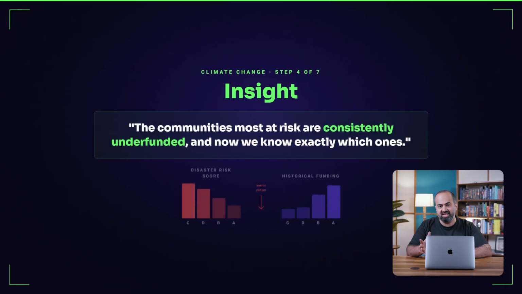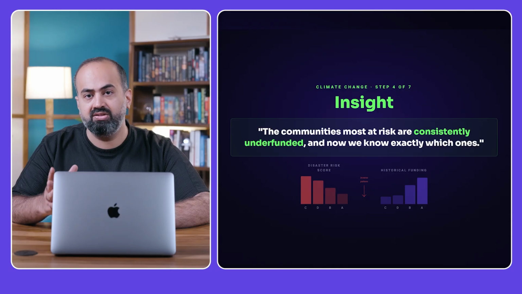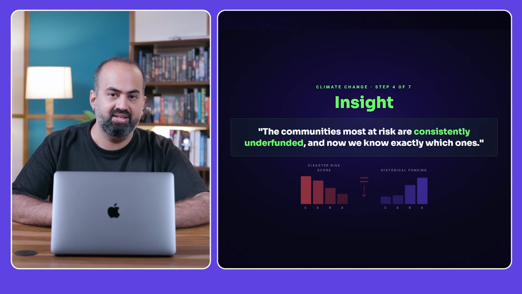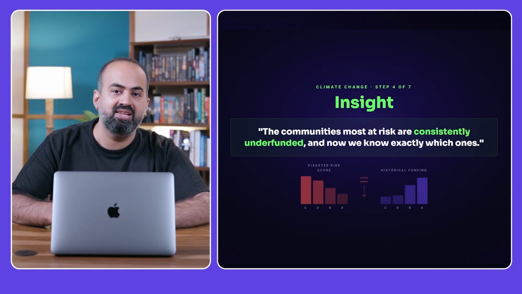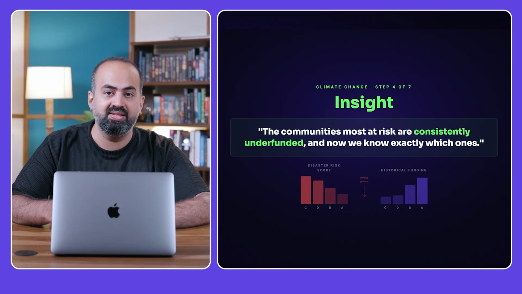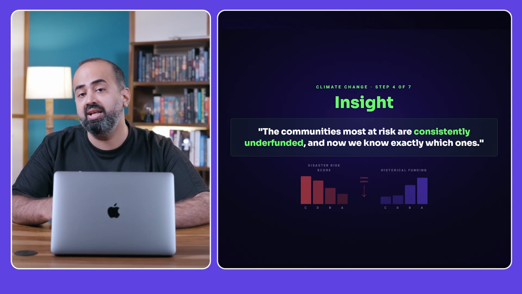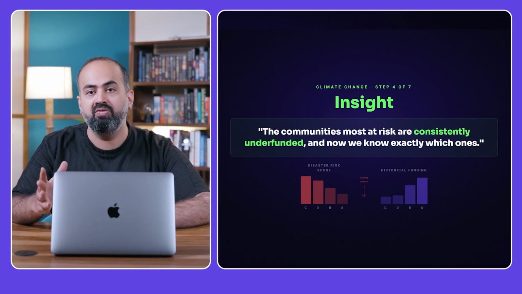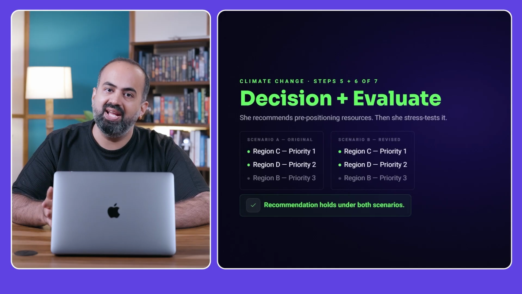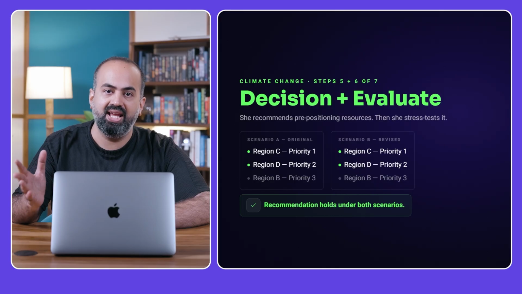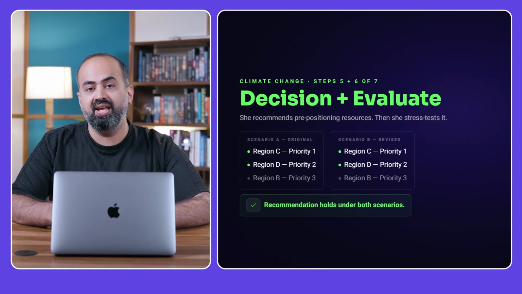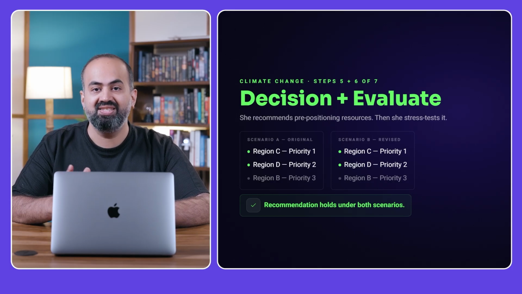Step 4, insight. She stops and asks, so what? She finds that the regions with the highest per capita risk are not the ones historically receiving the most funding. Her insight, in one sentence: the communities most at risk are consistently underfunded, and now we know exactly which ones. Step 5, decision. She recommends pre-positioning resources in these priority regions before the flood season. The recommendation is clear with confidence level stated.